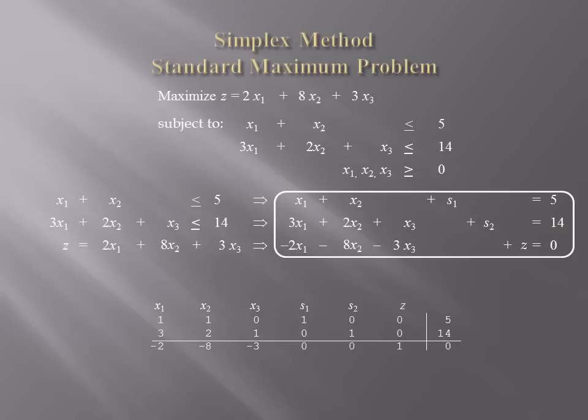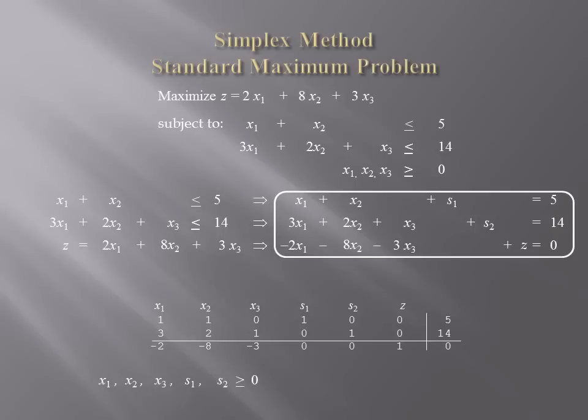S1 will be read by looking at the row containing the non-zero number, that's the number 1 in the S1 column, and taking the ratio, the number in the last column divided by that number. So S1 will be 5 divided by 1. S2 will be 14 divided by 1. And Z will be 0 divided by 1. That's how you can read the solution from the matrix.